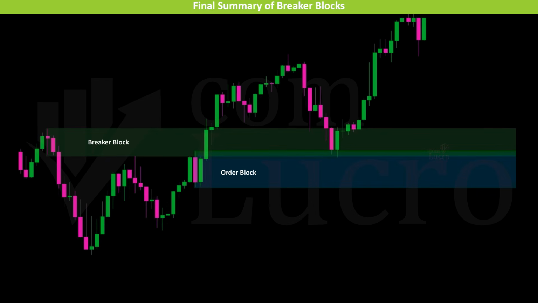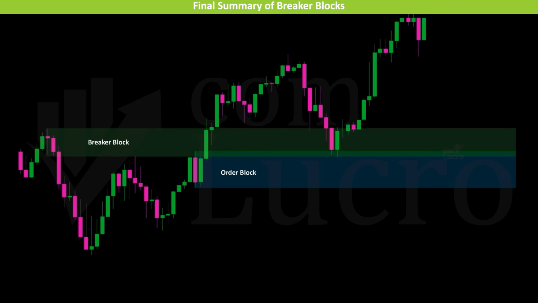Another strong setup appears when a breaker block forms in conjunction with an order block. In this case, the order block develops near the breaker block zone. These setups are powerful because they mark areas where many orders were previously executed and where positions may still be active, increasing the probability of a retest.